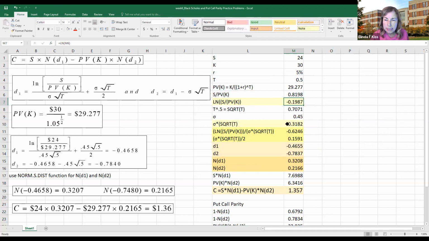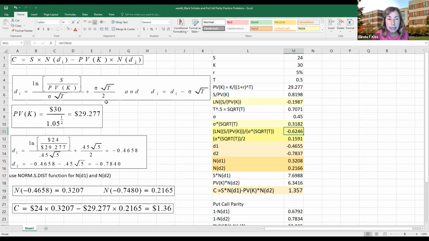The next thing I do is to take T and get the square root of that. That is another function, the square root function. And there's my standard deviation. And I take my standard deviation multiplied by the square root of time. And then I need to get these two terms here, the natural log of the stock price divided by the present value of K, divided by the standard deviation times the square root of time, and that's minus 0.6246.